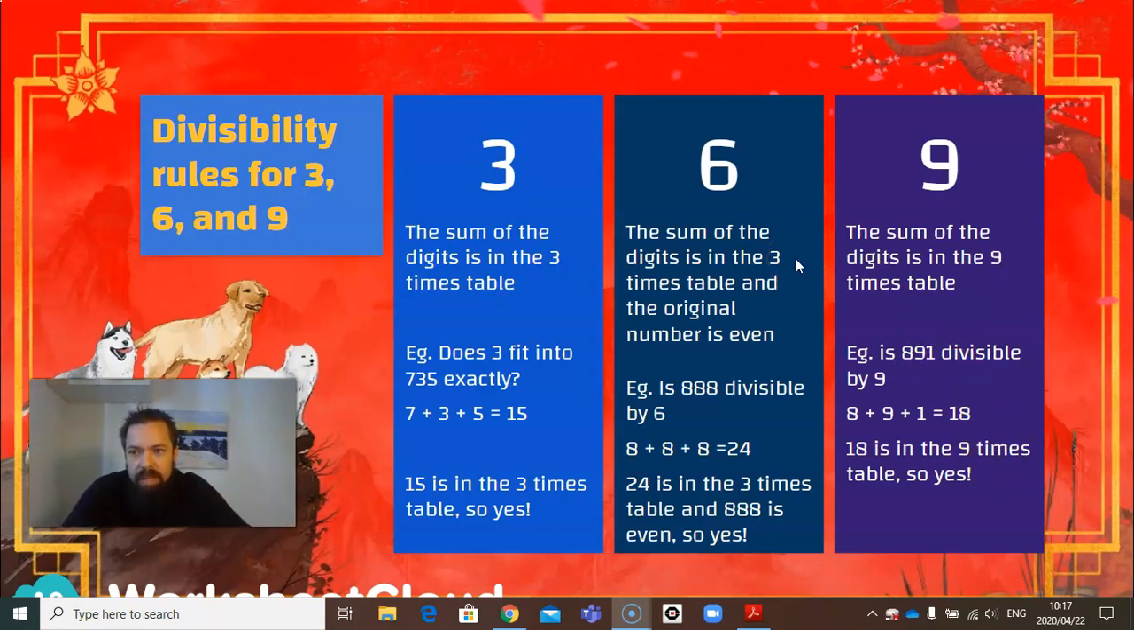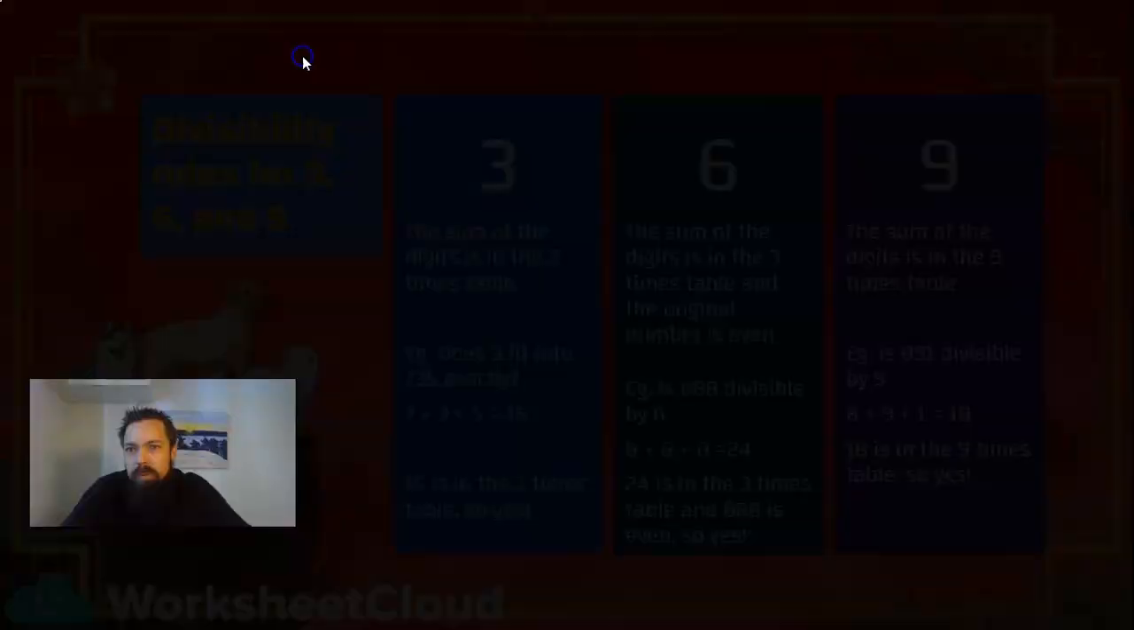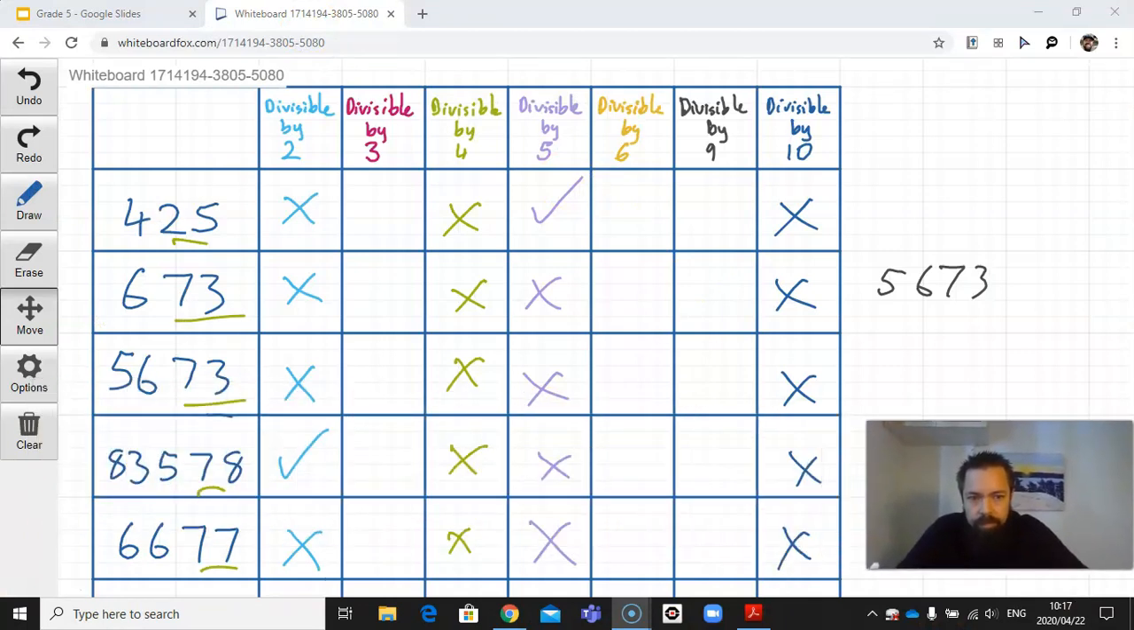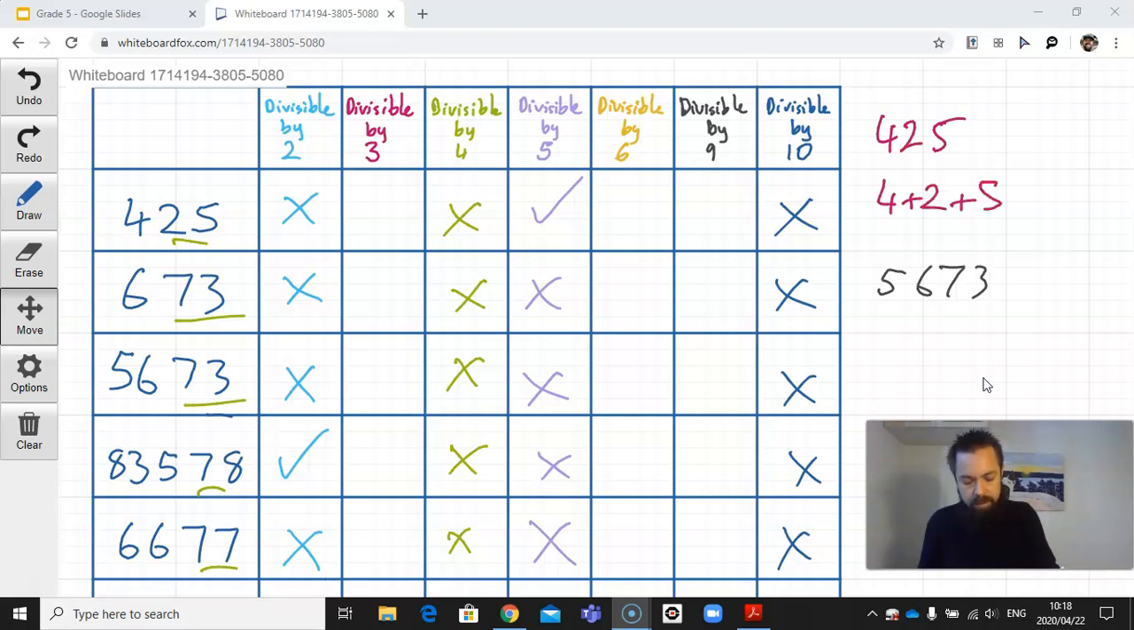Let's go have a look at the examples we've done so far and let's check them for the divisibility rules. Here we go. Let's check the first one. Is that number divisible by 3? So I'm going to just do it on the side here. 425. So I'm going to go 4 plus 2 plus 5. So that's 6. That's 11. 11 is not in the 3 times table. So that one is not divisible by 3.